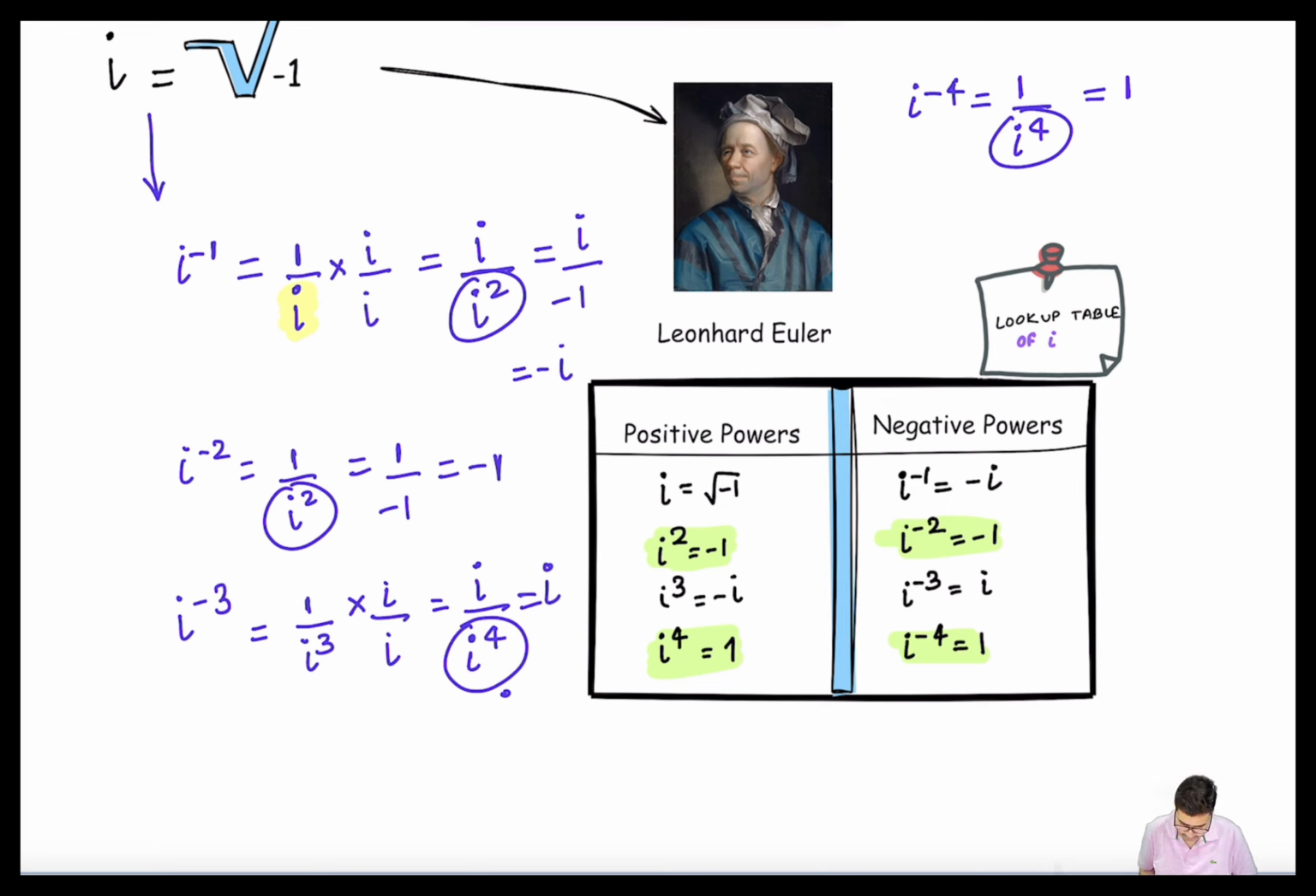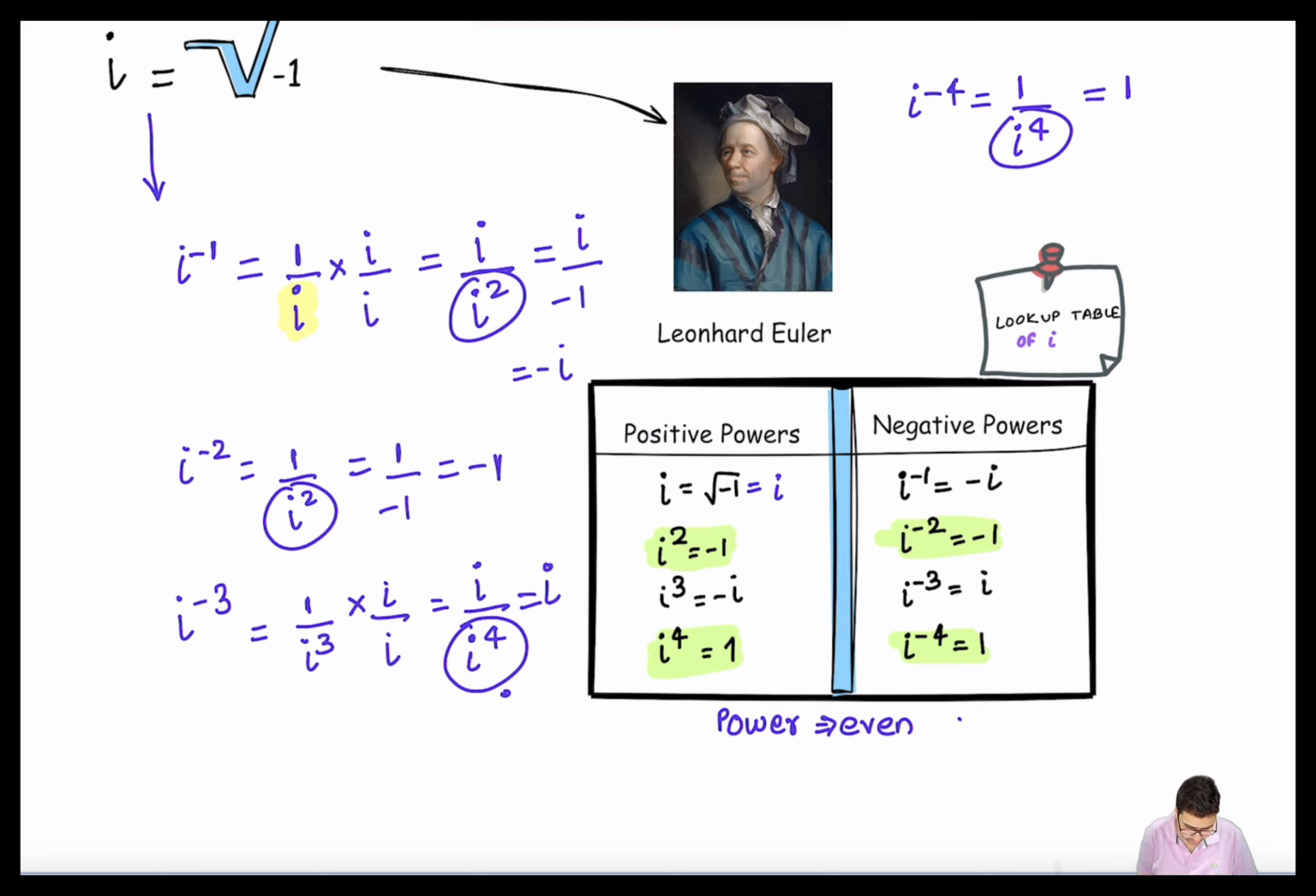So I can make a conclusion that if the power is even, it doesn't matter if it's a negative power or a positive power, you get the same answer. So i to the power 6 and i to the power minus 6 will be the same. i to the power 8 and i to the power minus 8 will be the same, and so on. And then if you go on and think about it, if the power is odd, well, i is under root of minus 1, so i is just i.